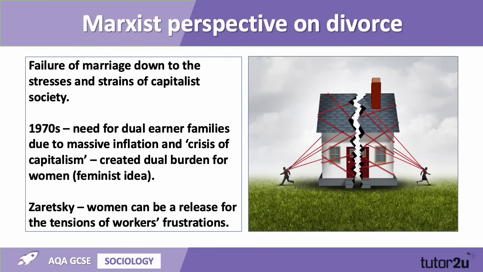What do Marxists think then? Well, they see the failure of marriage as being down to the stresses and strains of a capitalist society. Hart suggested that the increase in divorce rate in the early 70s was due to the crisis of capitalism at the start of the decade, suggesting the need for dual earner families was because of massive inflation, which created a dual burden for women. Zaretsky also suggests that the strains on women from acting as a release for the tension of workers' frustrations contributes to marital problems, i.e. the idea of a man having an unfulfilling or stressful day at work and coming home and taking it out on his wife.